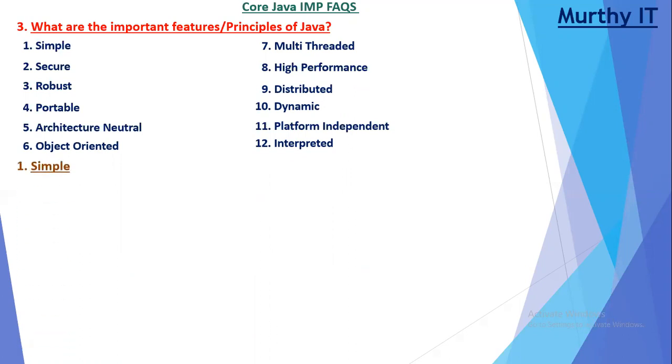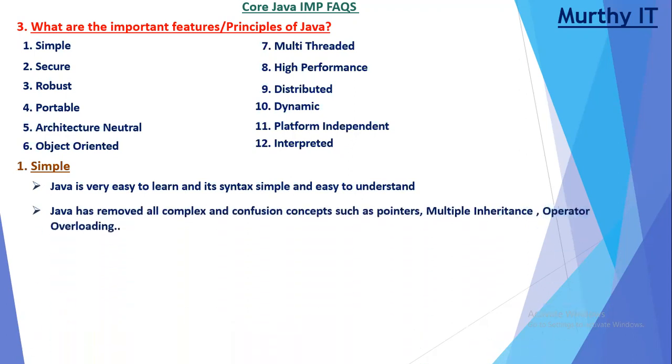So first of all, why is Java simple? We can say there are three reasons. The first reason is its syntax and semantics are easy to understand. That's why it is simple. And Java has removed all the complex and confusing concepts: multiple inheritance, operator overloading, and pointers. All these concepts were removed from Java.